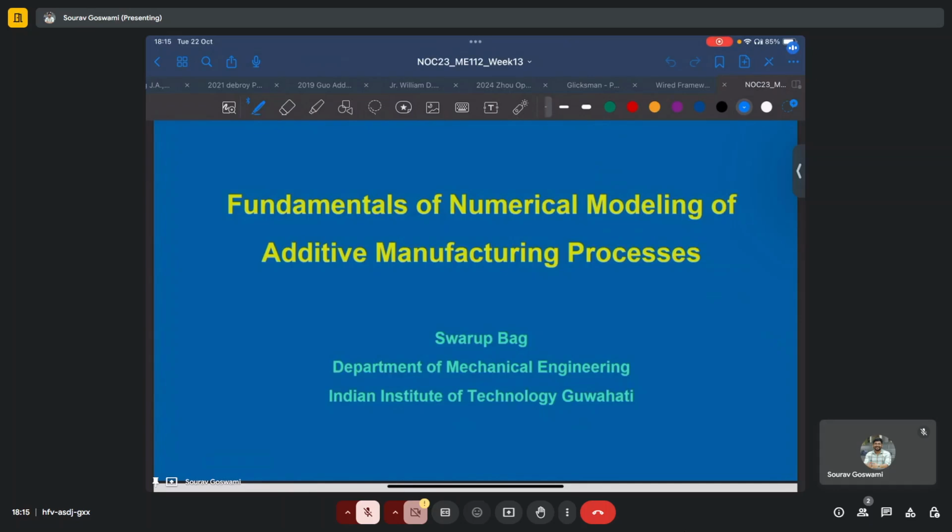Now, in this summary session, we would just like to revise and summarize whatever we have studied and maybe look at some additional aspects of AM processes, and for this session specifically related to the numerical modeling of additive manufacturing processes. And for this, I have borrowed these slides from Professor Swaroop Bag, and the content of this session is also available as supplementary material for the course on the YouTube playlist. So let us get started.